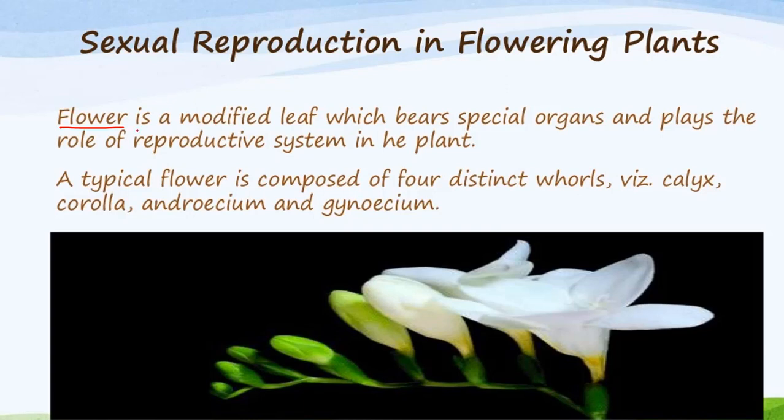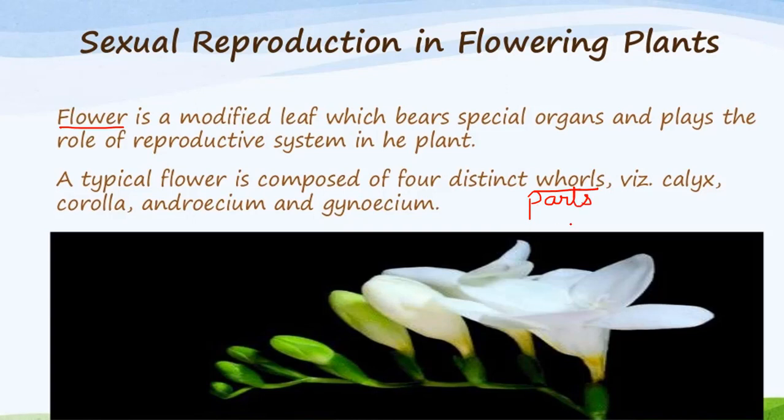Okay, so the flower is said to be the reproductive part of the plant which bears the male and the female part of the plant, which helps the plant reproduce sexually. It is said that a typical flower consists of four distinct whorls. Okay, whorls basically means four distinct parts.